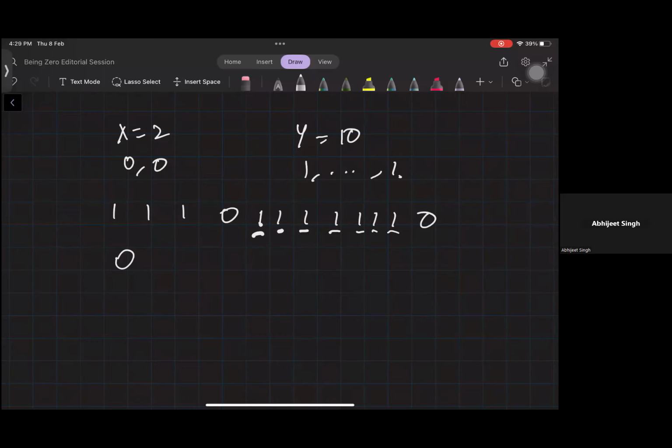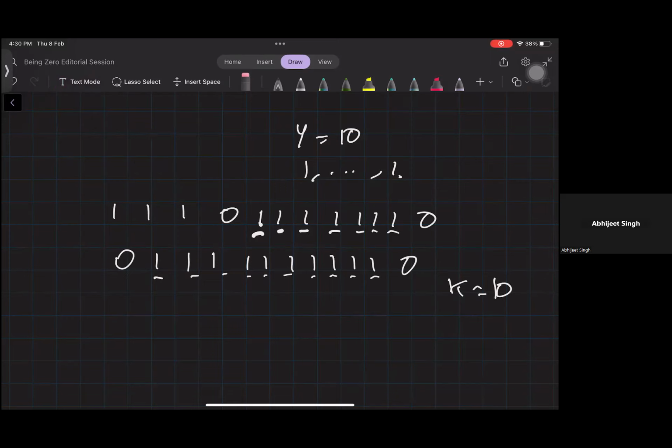Let's try this approach this way: 1, 2, 3. If we place it this way, then we can have k as 10. So 10 will be the largest number. So we have our answer as 10, as the largest k can be 10. Okay, let's see the next test case.